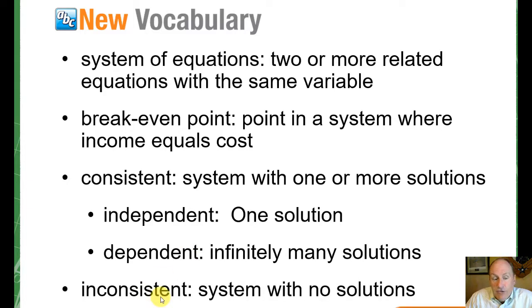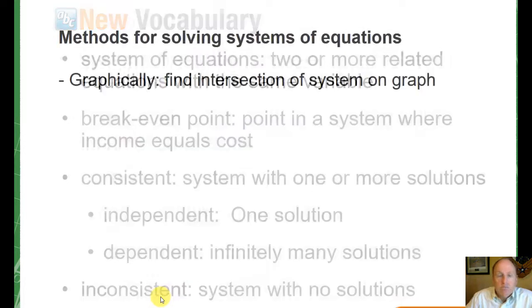And finally, we have a situation which is called inconsistent, and that's where the system has no solutions at all. It's where the two lines really do not meet, and typically that's because they're parallel to each other.